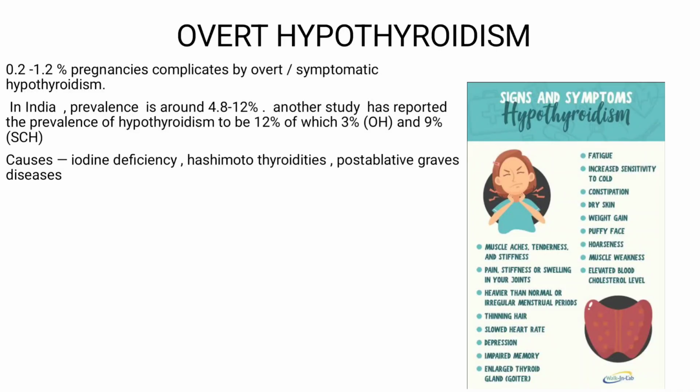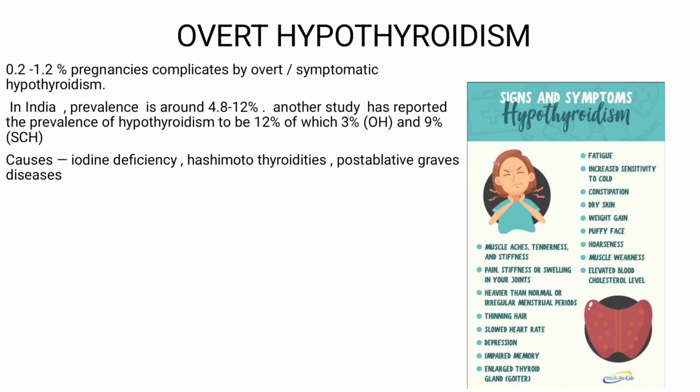Now, what is overt hypothyroidism? In 0.2 to 1.2% of pregnancies, they are complicated by overt or symptomatic hypothyroidism. In India, the prevalence is around 5 to 12%, and another study has reported the prevalence of hypothyroidism is around 12%, which is 3% for overt hypothyroidism and 9% for subclinical hypothyroidism. So we have to remember that the total cases are around 12%, in which 3% are overt hypothyroidism and 9% are subclinical hypothyroidism. The causes include iodine deficiency, Hashimoto's thyroiditis, post-ablative Graves' disease.